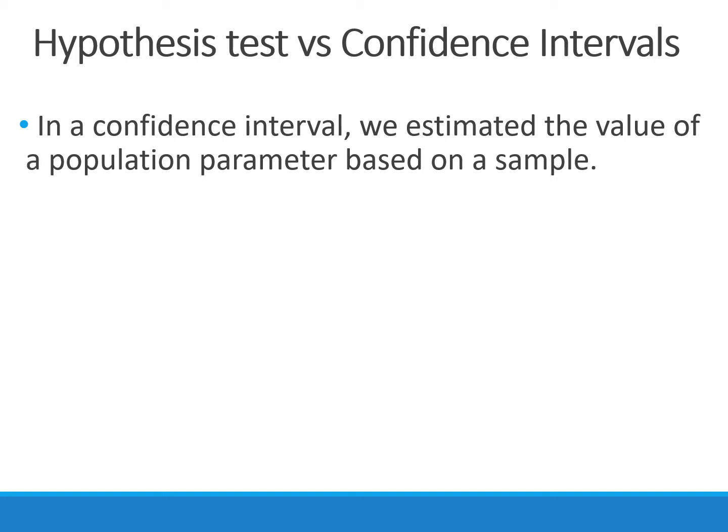In a confidence interval, we estimated the value of a population parameter based on a sample. In other words, we took a sample, we found either a proportion or a mean from that sample, and we used that sample to estimate the actual population parameter, the mean or the proportion for the whole population. This is called an inferential method. We're using a sample to make some kind of judgment about a population.